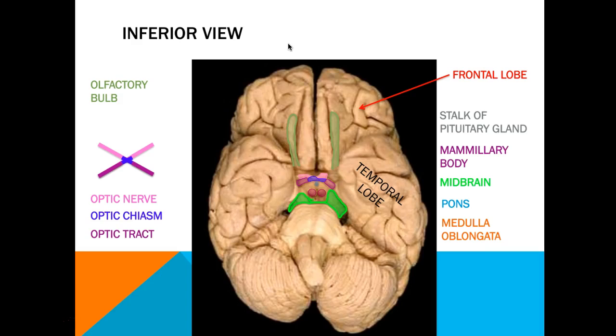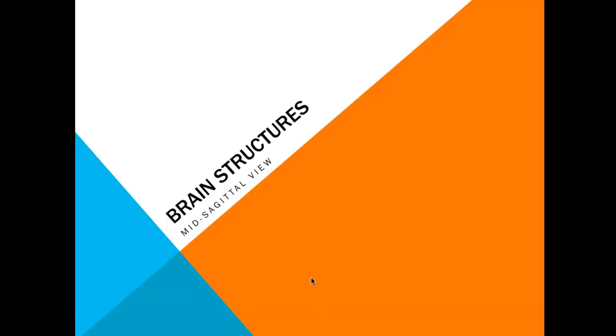So here would be the midbrain. Next, we have the pons, and most inferiorly, we have the medulla oblongata. Continuing down from the medulla oblongata, this area would be the spinal cord. And we, of course, have our cerebellum here.